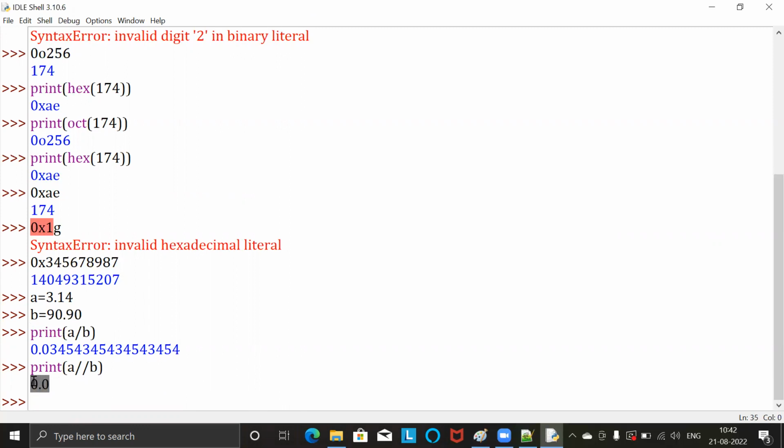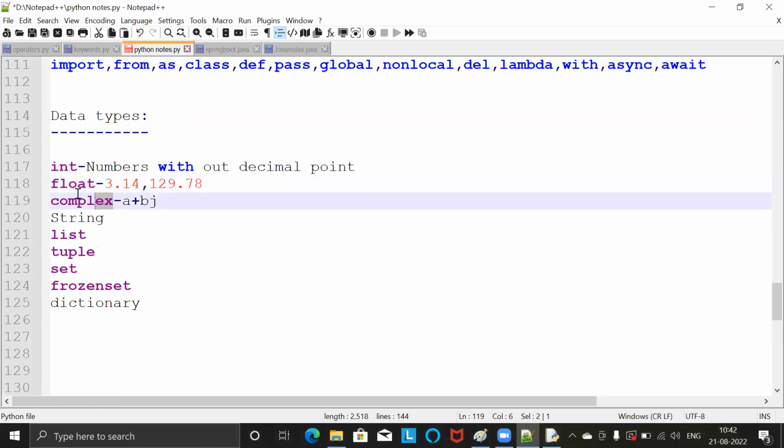The floating point float data type is nothing but it contains decimal point values. It is with decimal value. That means point values. Point values are nothing but float values. Float values also accept all arithmetic operators. This is about float values. And next is complex numbers.